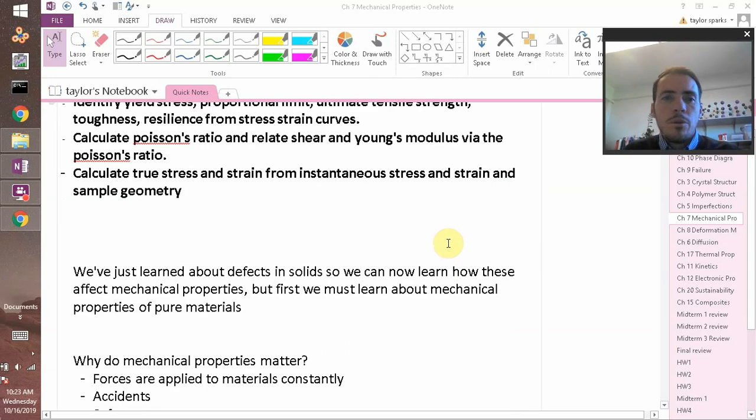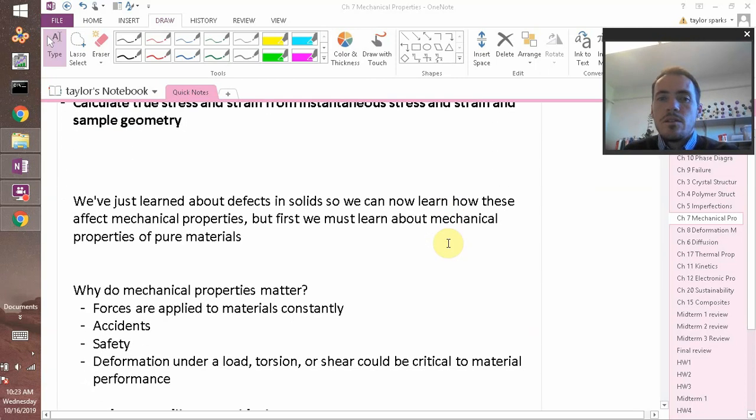So let's recap where we've been. We've just finished learning about defects in solids. So now we're going to be able to relate these two mechanical properties, but first we need to talk about mechanical properties of pure metals, right? Not defected like alloys. We'll start with pure metals.